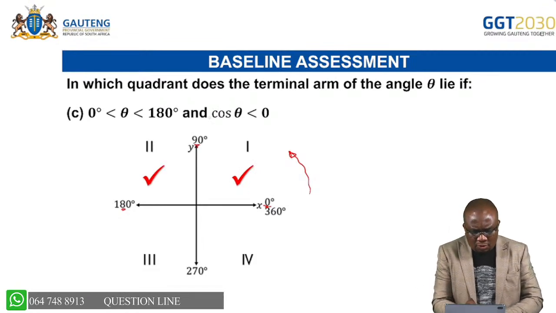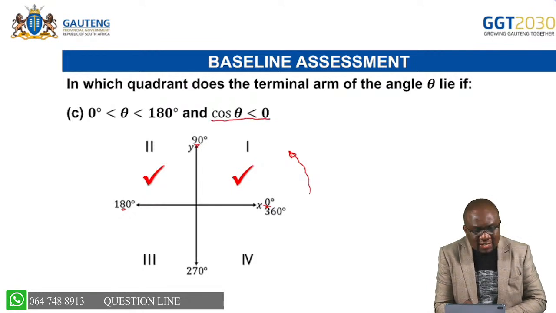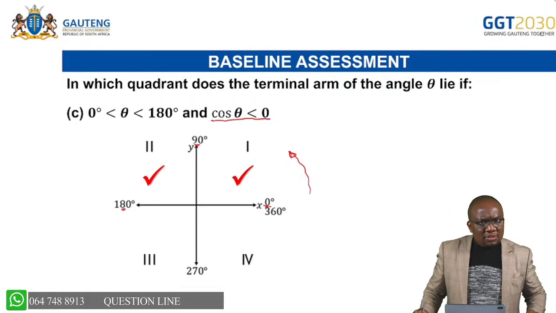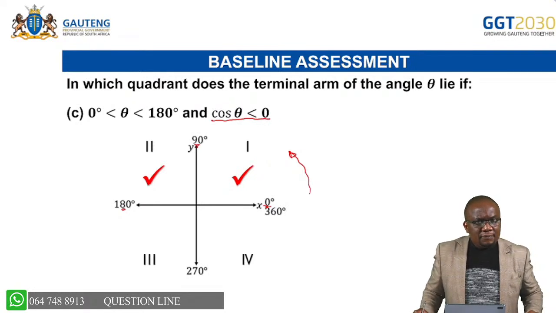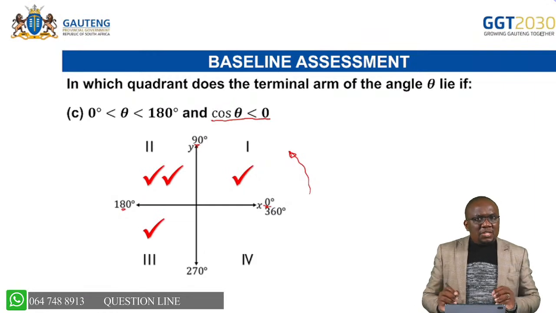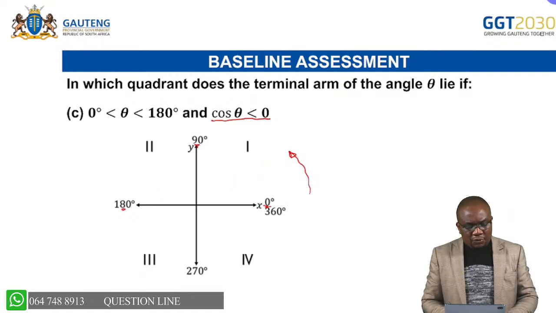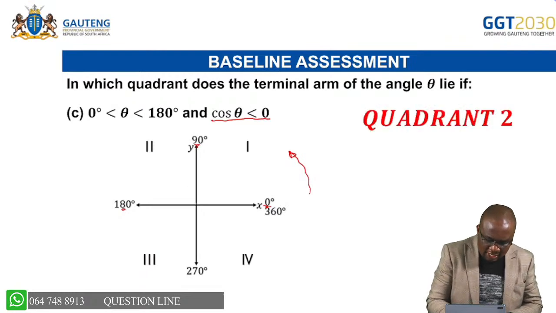And then what about cos theta being negative? Remember, less than 0 means negative. Where is cos theta negative? In quadrant what? In quadrant 2 and quadrant 3. That's where cos theta is negative. So which quadrant meets these two conditions? We're checking where we have our two ticks. So it means it's quadrant what? Quadrant 2. Okay, so we're going to have our terminal ray there in quadrant 2 when you're solving.